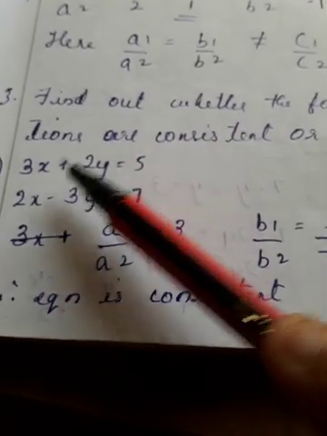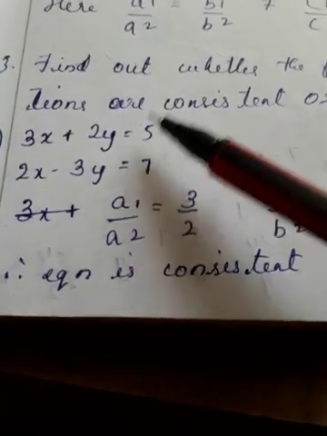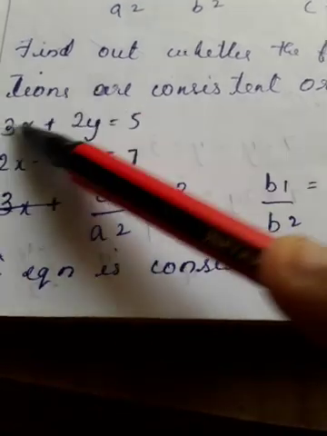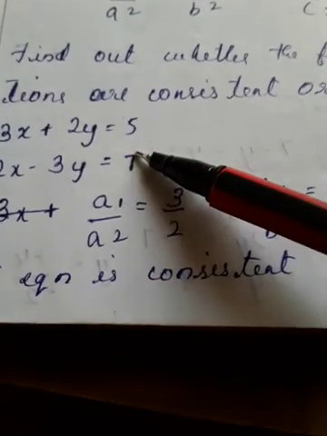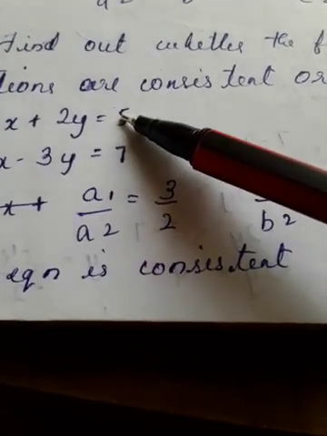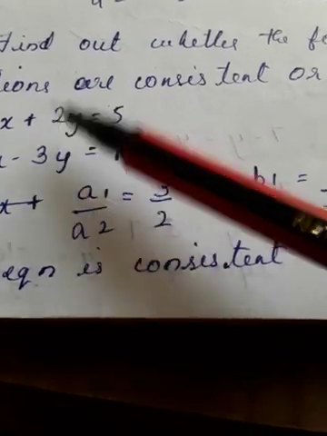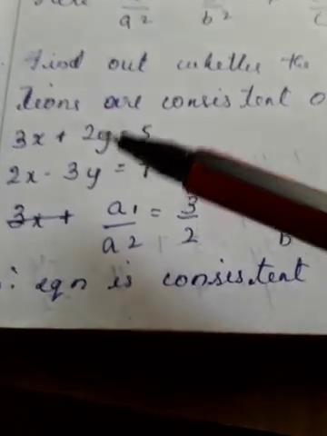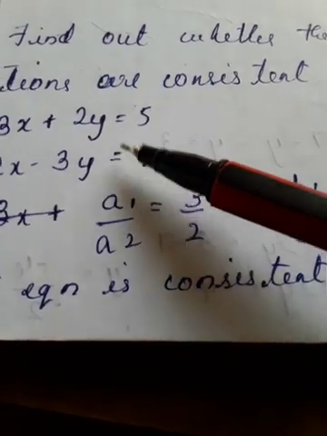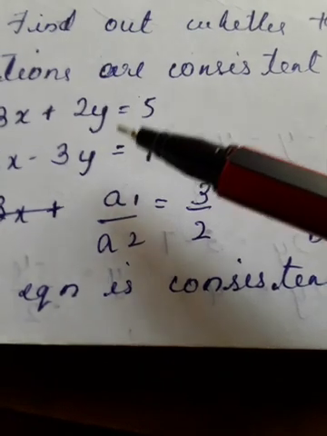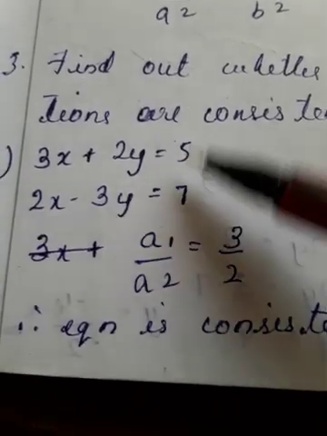Here the first question, 3x plus 2y equals 5, 2x minus 3y equals 7. Here these two equations are of the same type, ax plus by equals c. If in one equation the constant is on the right side, then in both it should be on the right side. If one is on the LHS, the other should be on the LHS. That means in a pair of linear equations, both equations are of the same type: ax plus by plus c equals 0, or ax plus by equals c. So here both equations are of the same type.